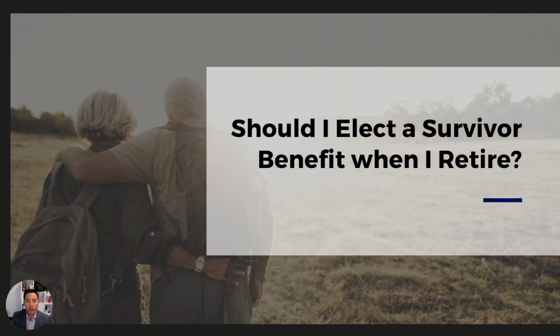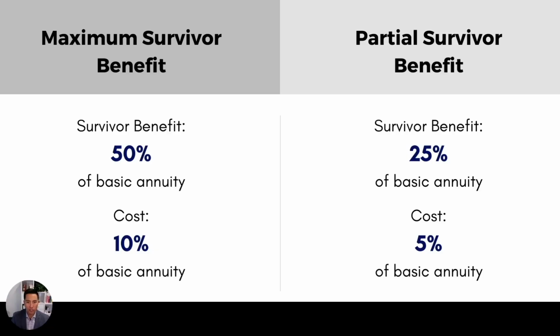Okay, so jumping right in here, should I elect a survivor benefit when I retire? Well, there's a lot of things to consider, but let's just start with what the survivor benefits are and how they work. The maximum survivor benefit that you can elect for your spouse would be 50% of your basic annuity. And the cost for that would be 10%. So if you predecease your spouse, they will get 50%. The cost of that when you start your retirement annuity is going to be 10% of your annuity. So you get 90% so that your spouse will receive 50%.